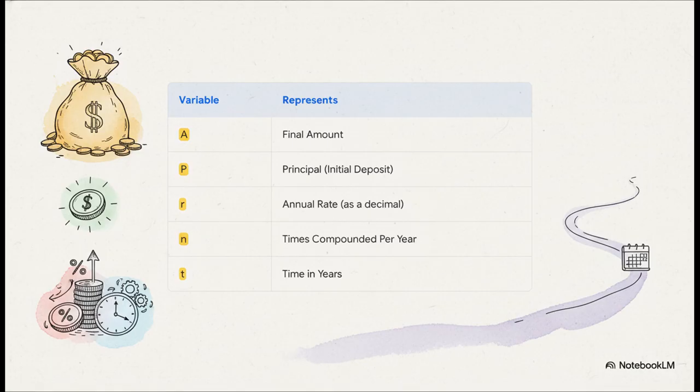A is the big one. That's the final amount, what you end up with. P is your principal, which is just the starting cash you put in. R is your annual interest rate, super important. N is how often they calculate the interest each year. And T is just time, in years. Once you know these 5 pieces, you've basically mastered the formula.